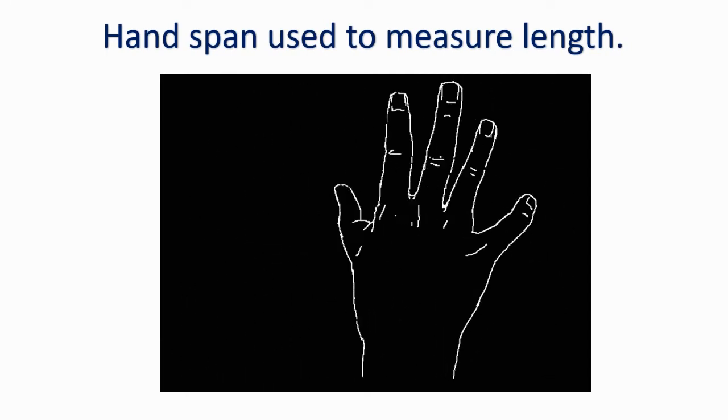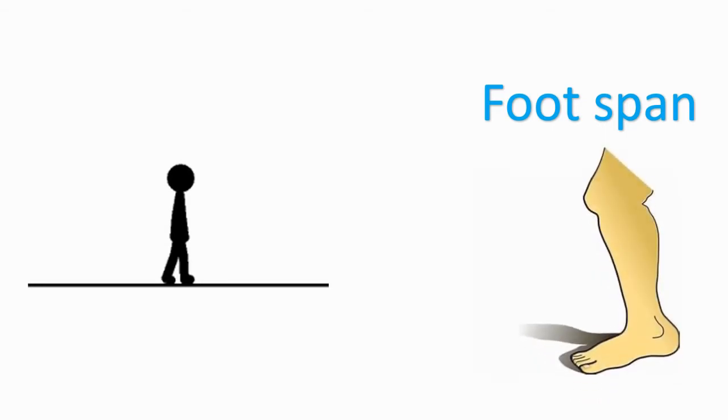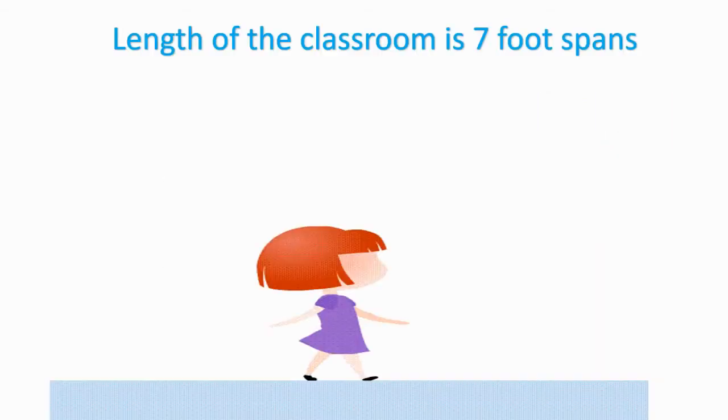How to measure with foot span? Foot span is the distance from the tip of the toe to the heel of the foot. This way, we can measure the length of any area using foot span. Example, the length of one side of the classroom is 7 foot spans. 1, 2, 3, 4, 5, 6, 7.